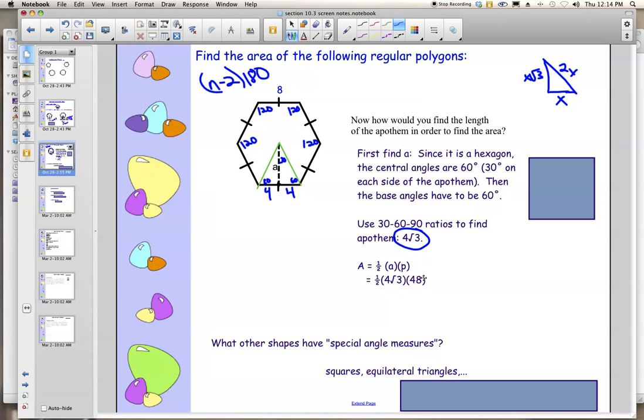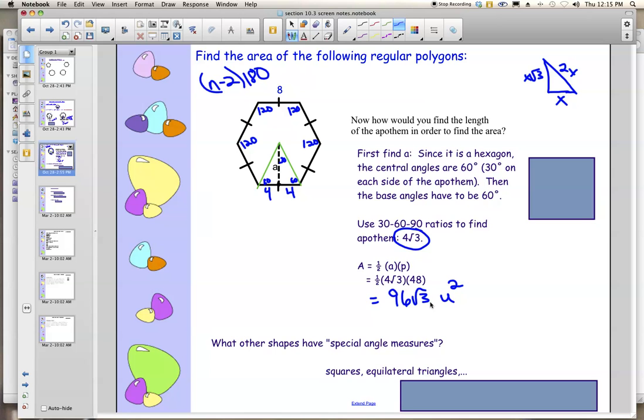The other thing that we need to know to find the area is the perimeter. Well, it's 6 sides, and each one of them is 8 units long. So 6 times 8 is 48. Now, when you go to multiply all these numbers, 1/2 times 4 is 2. The square root of 3 is simply going to ride along at the end. So you'd do 1/2 times 4, which is 2. 2 times 48 is 96. So you would do 96 times the square root of 3, and then you'd do square units.